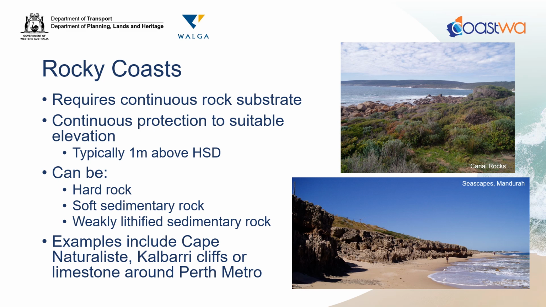Examples of those rocky coasts include areas around Cape Naturaliste, so the photo there of Canal Rocks has some igneous rock down in that area. We've got the cliffs of Kalbarri, or the limestone areas around the northern sections of Perth Metro. The photo shown on the bottom right there is from Seascapes, and that's the kind of typical Tamala Limestone you may see.